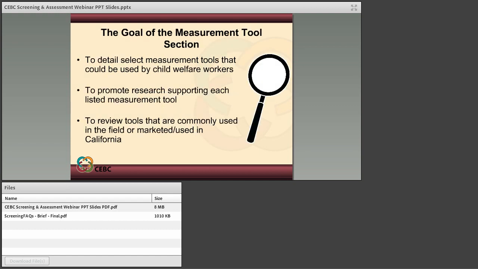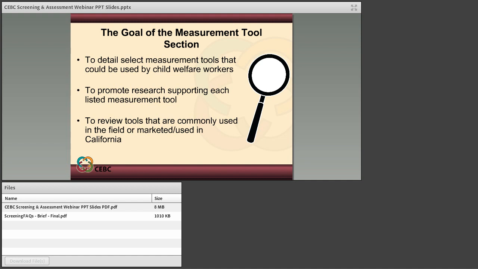All right, so the measurement tool section of the website was designed with specific goals in mind. First, the section was intended to highlight only a select few measures that could be used by child welfare workers. So there are a lot of tools out there, but not all of them can be used by child welfare workers. For example, some require a clinical license to administer.